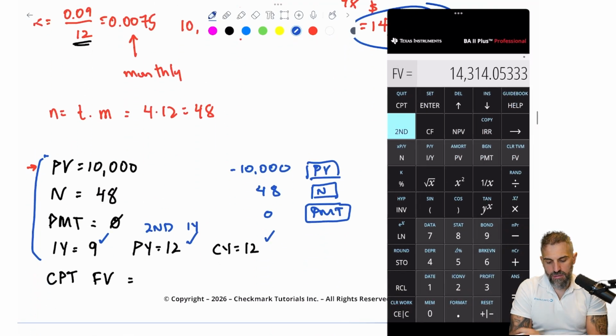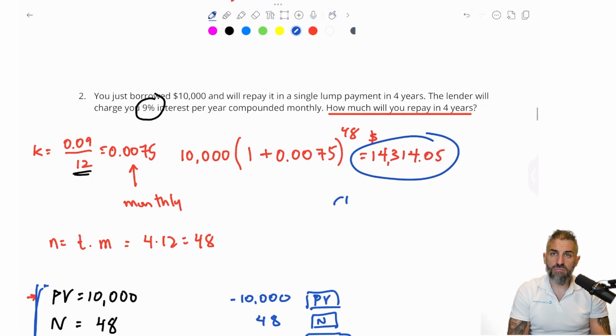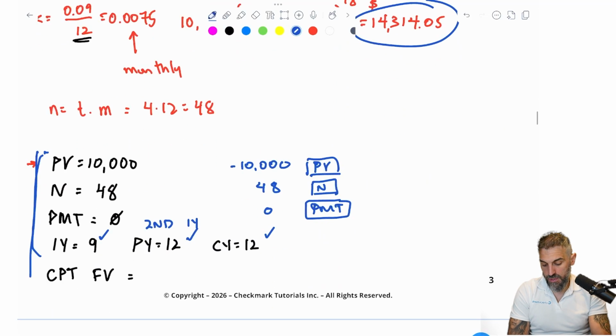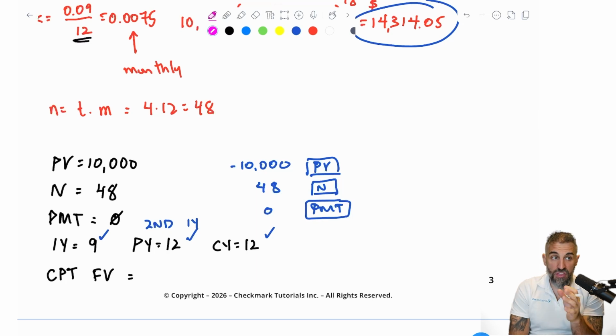So, I mean, yeah, cool. Was that easier? I don't think so. I think this was way more complicated than this. But you have to know it, okay? And that is why for the rest of this portion of this chapter, I will not be using the financial calculator. Once we start to have payments, okay?